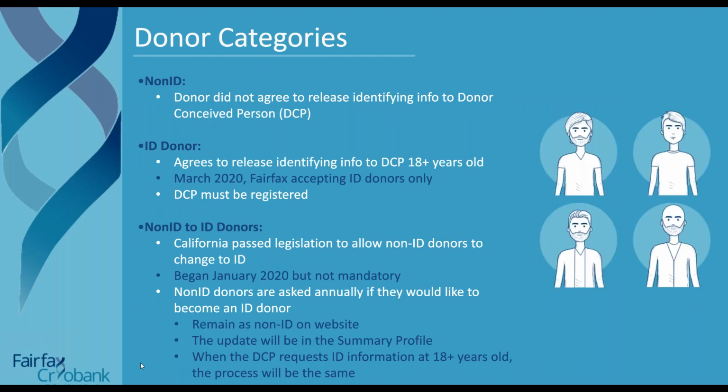All right, so on to donor categories. We have non-ID, ID, and non-ID to ID donors. Non-ID donors are donors that did not agree to release identifying information to the donor conceived person, the DCP, also known as your adult children or offspring. This donor probably felt like at the time of his contract that he just wanted to remain private. ID donors, on the other hand, agreed to release identifying information to the DCP when they turn 18 years old or older.